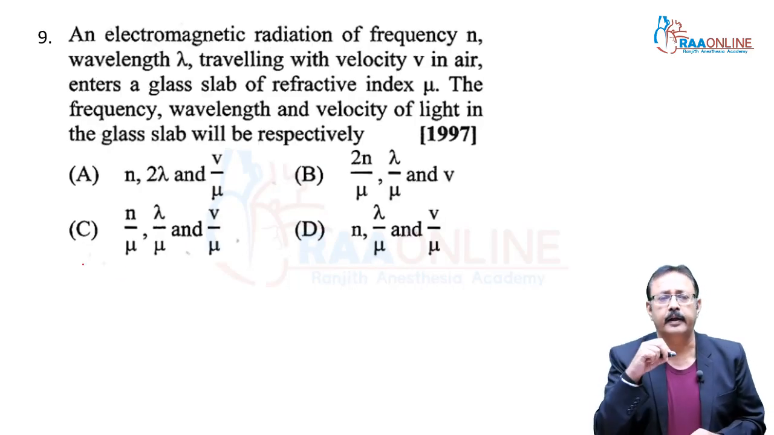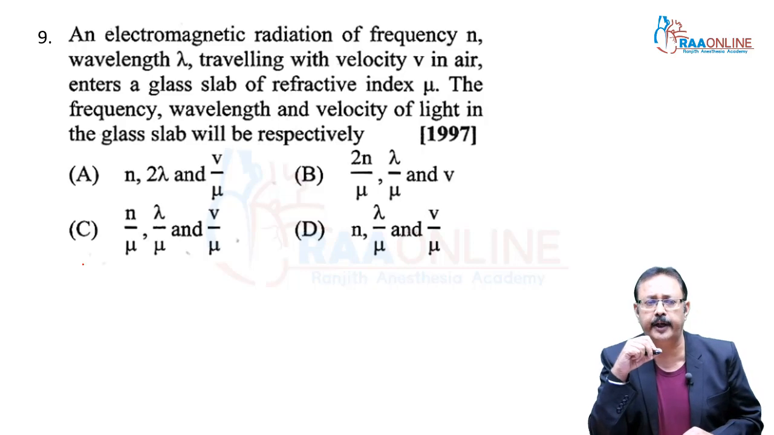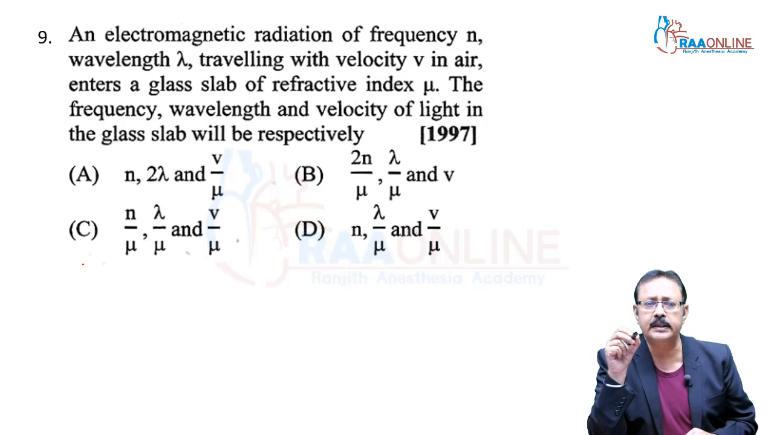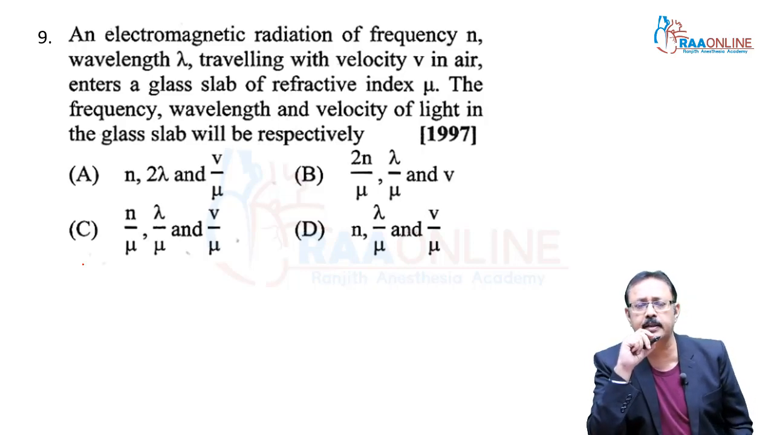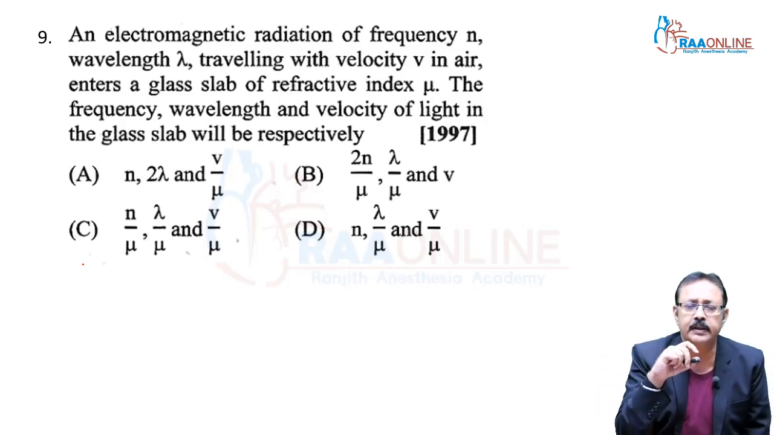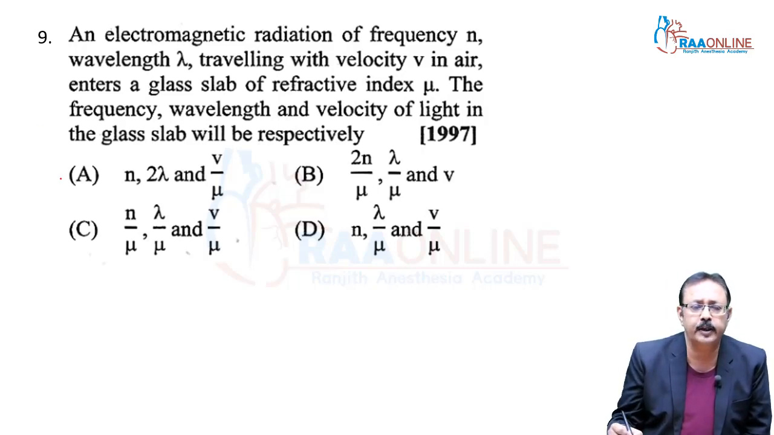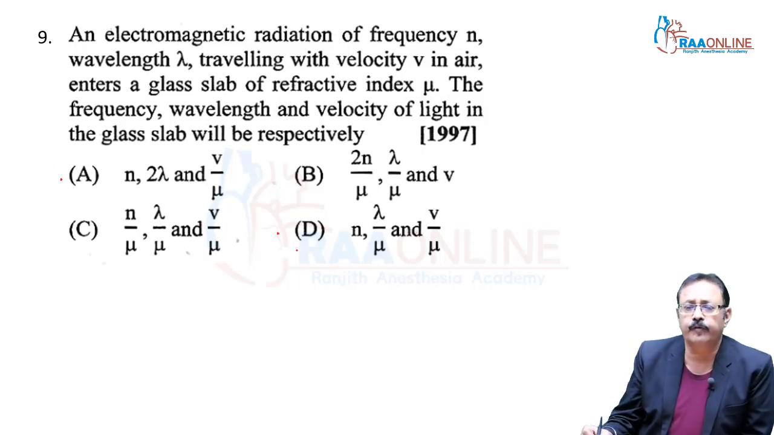Ninth, it is from 1997 AIPMT. Again, electromagnetic waves. Frequency is n, wavelength is lambda, traveling with a velocity v in air, enters a glass slab of refractive index mu. The frequency, wavelength and velocity of light in the glass slab will be? We know that frequency will not change. It depends upon the source only. So either option A is correct or option C is correct. D option is correct. So we will go for v upon mu.